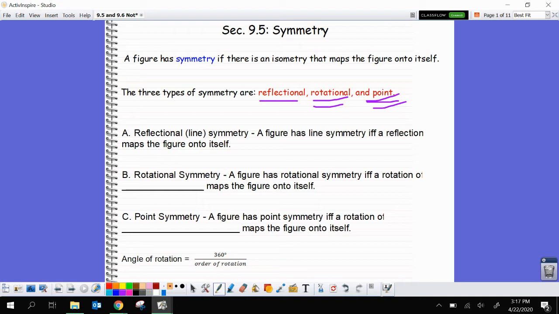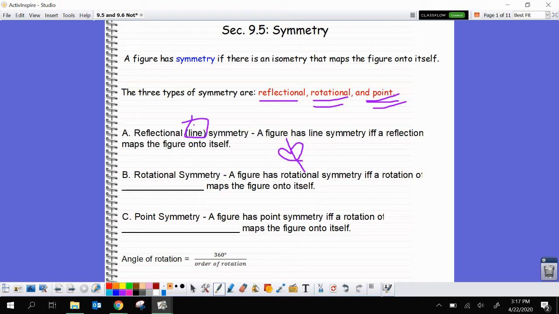So the first one is the one that we see all the time, reflectional. A figure has line symmetry if and only if a reflection maps the figure onto itself. So you think about a heart, right? And it has that line of symmetry that if you were to fold it over, it would be mapped onto itself. So that is line symmetry. Just think you're drawing a line down it.